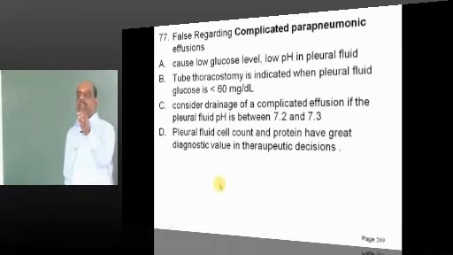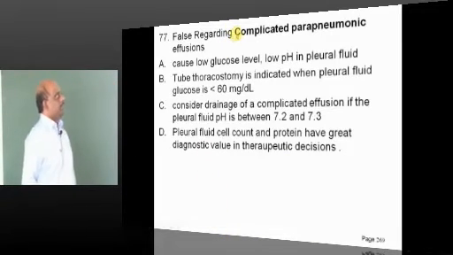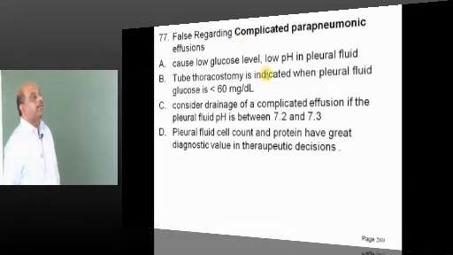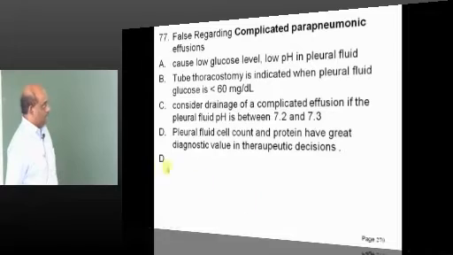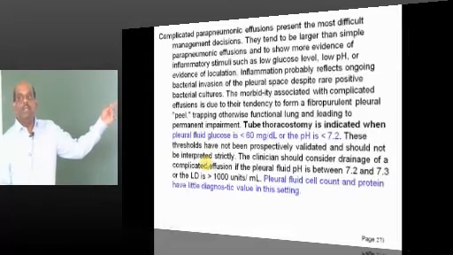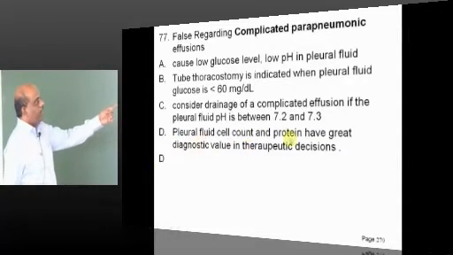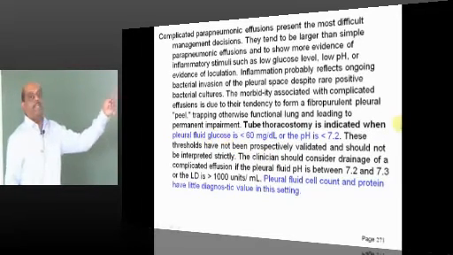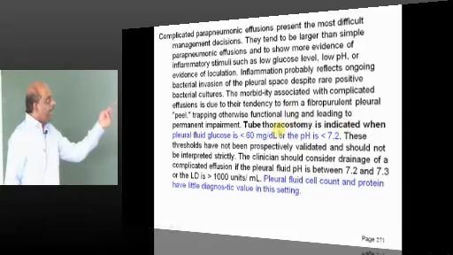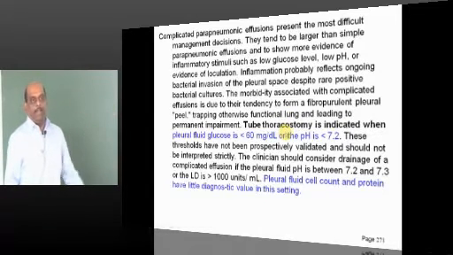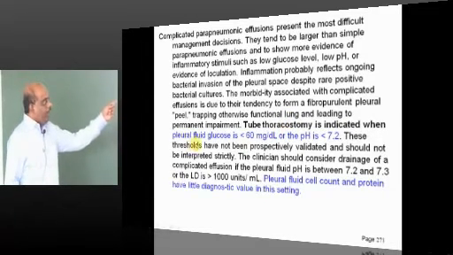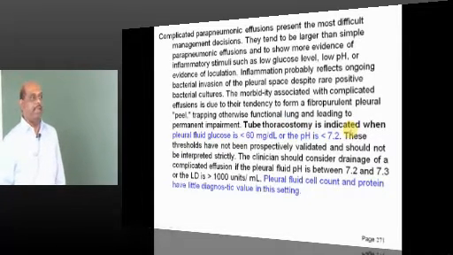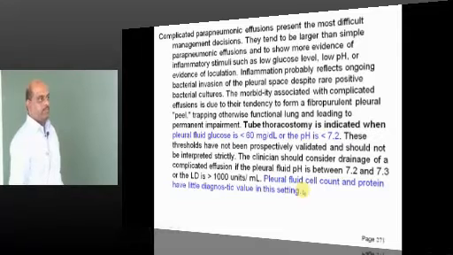Complicated parapneumonic effusion, when do you call it, how do you treat? D. That's right. There is no role for fluid cell count and protein. For all the clinical decisions, glucose and pH are important. If you plan to do any tube thoracostomy in a complicated parapneumonic effusion, fluid glucose less than 60, pH less than 7.2 is an indication. No more waiting and watching. You have to put a tube and drain.